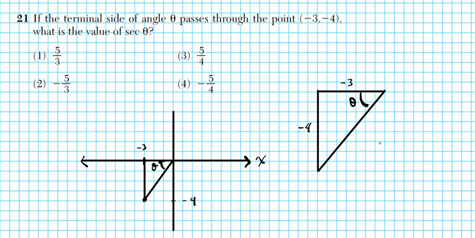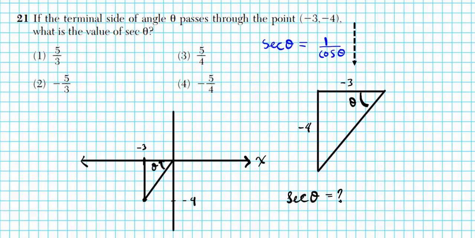Now, we have to find secant theta. We don't know what secant theta is. If we reciprocate secant, secant is related to what? Using our reciprocal identities, we know that secant theta is equal to the reciprocal of cosine. Okay? So that's one fact we want to keep in mind.